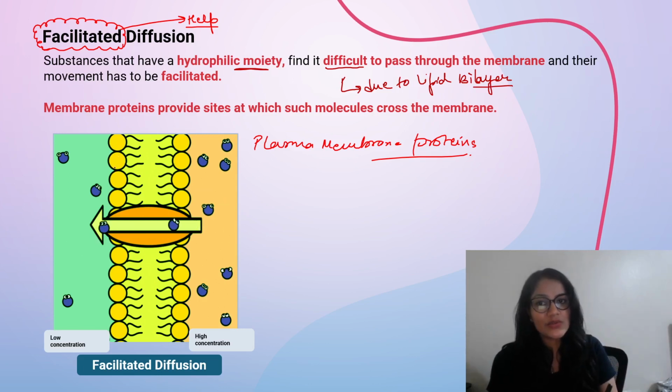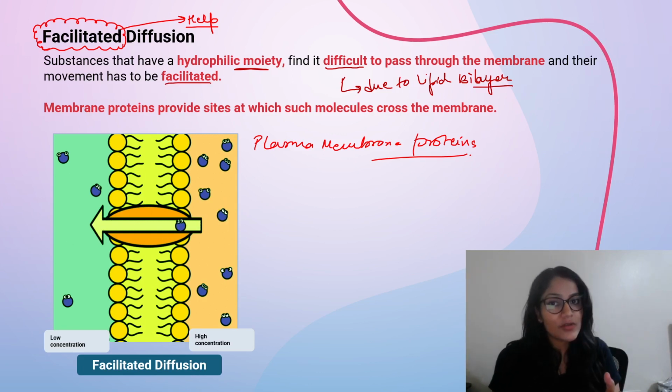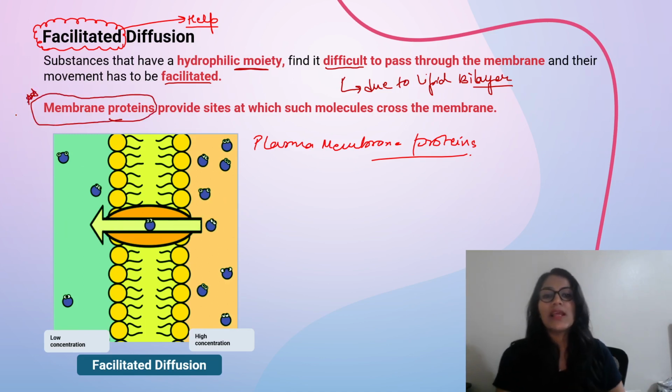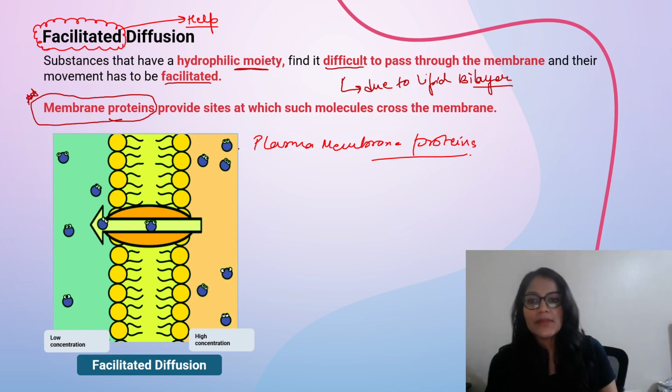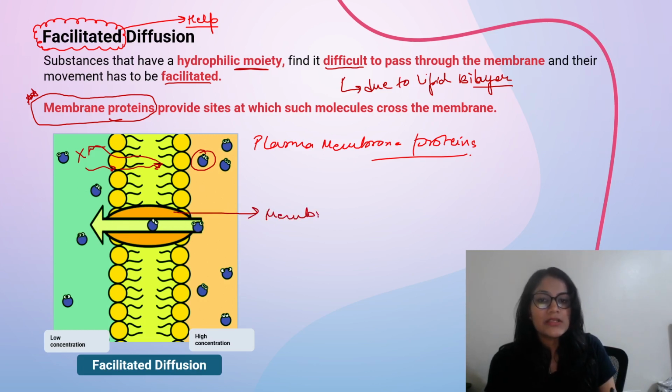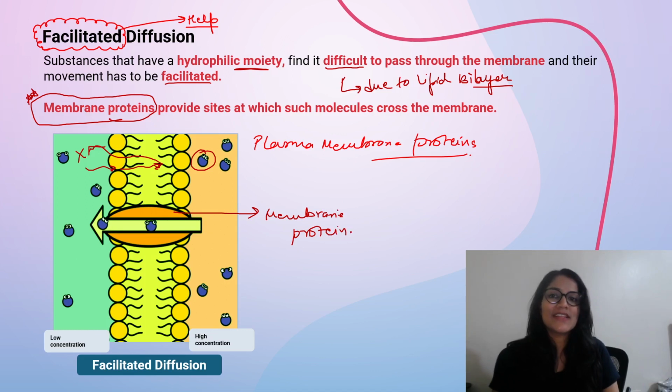So what exactly is going to happen? Their movement will be facilitated. कौन facilitate करेगा उनकी movement को? It will happen with the help of membrane proteins. So these membrane proteins will help in the process. So जैसा हम यहाँ पे देख सकते हैं, these are the molecules. If they want to cross the membrane from here, no, it's not going to happen. They will be repelled back. Hence, they are going to use your membrane protein. This membrane protein will help in the process of crossing the plasma membrane, and we call it as facilitated diffusion.